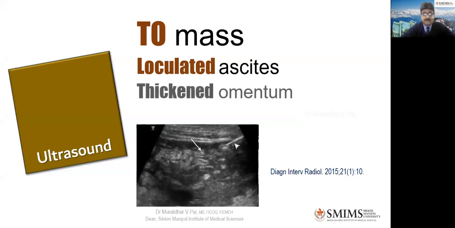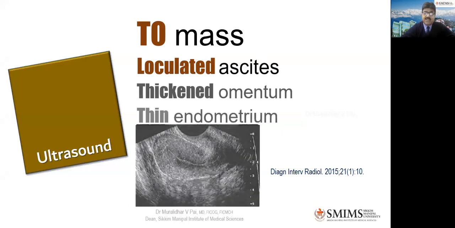Thickened endometrium in the initial stages. Thickened omentum in the ultrasound. But in later stages, thin endometrium, no triple line, no nothing, no amount of estrogen is going to help this.